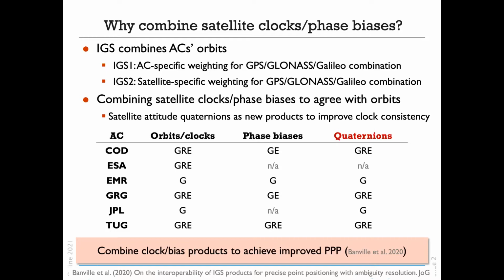Here we collect the products from 6 ACs, including the orbits and clocks. We just used the orbit combination results from Salim, so we just show them here. We have phase bias products from four of them. And we have quaternions, the new IGS products to describe the satellite attitudes over the past 20 or 30 years. We have the attitudes for GPS, Glonass, and Galileo. The motivation here is to combine them to achieve improved precise point positioning.